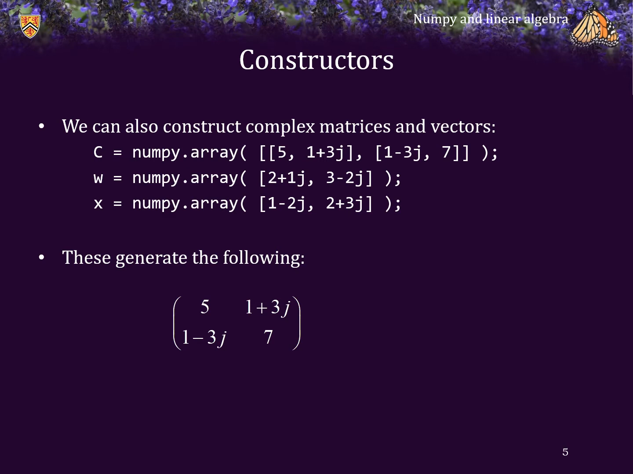The two vectors we have are w, which is 2 plus j, but again, note that we write 2 plus 1j, just to ensure that in case the variable j is assigned, this is not interpreted as 2 plus the variable j. The second entry is 3 minus 2j. The second vector is 1 minus 2j and 2 plus 3j.